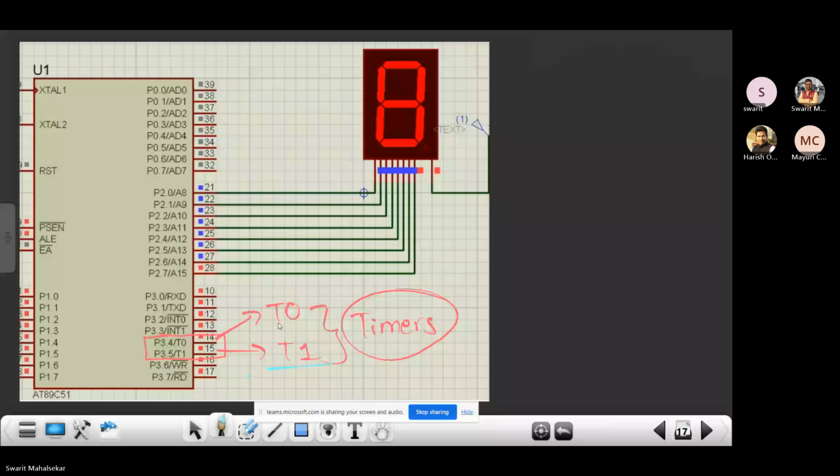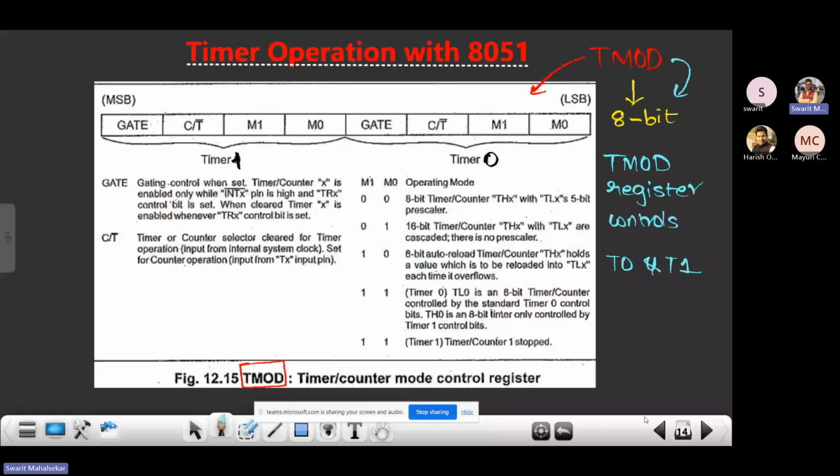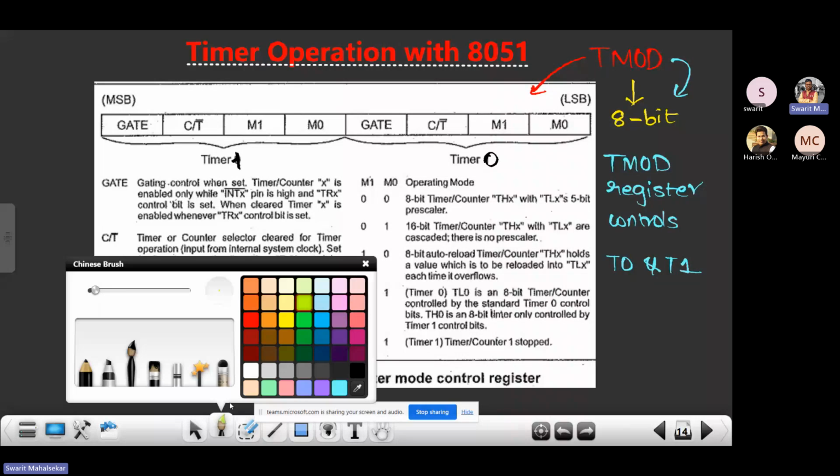Great. Now we will try to understand the function of each and every bit present inside this register. You see over here we have M0 and M1, which decide the mode. You see over here we have two mode bits, M0 and M1.